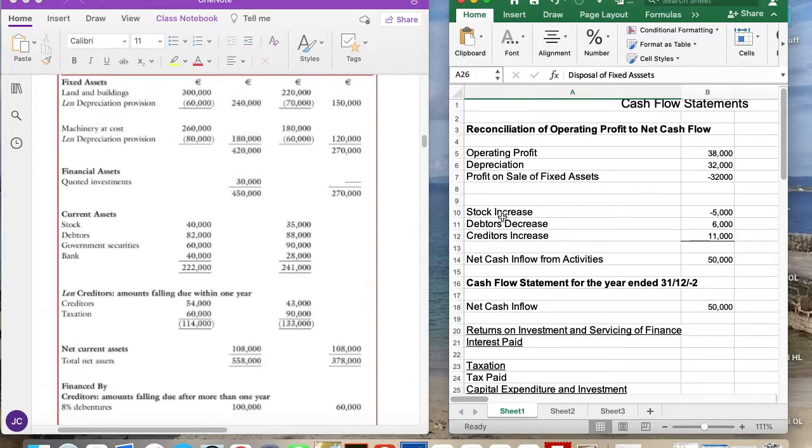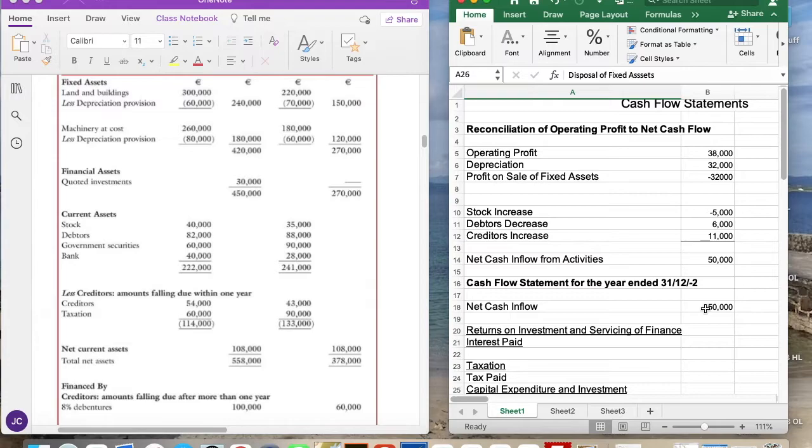I then look at the changes in stock, debtors and creditors, and I can see that they're the figures we have in there. And remember, if stock's gone up, it means more of our cash has been used up to put stock onto the shelves, so that's why it's a minus number. Debtors decrease, we have fewer debtors, so they must be paying up; that's why it's a plus. If creditors have gone up, it means we're slower paying, so we should have more cash in the bank, because we're not using that cash to pay people. So the cash from activities is 50 grand.